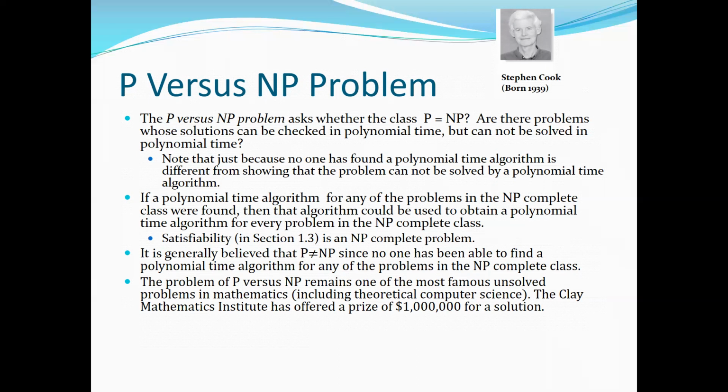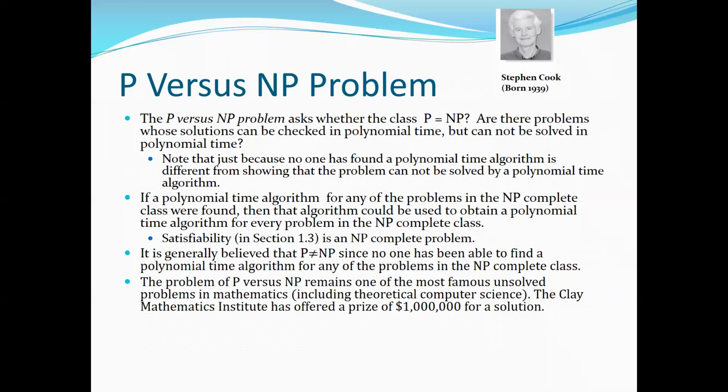It is generally believed that P is not equal to NP. That is not certain; it is believed since no one has been able to find a polynomial time algorithm for any of the problems in the NP complete class. So far, no algorithm. This is really interesting. The problem of P versus NP remains one of the most famous unsolved problems in mathematics, even in computer science.